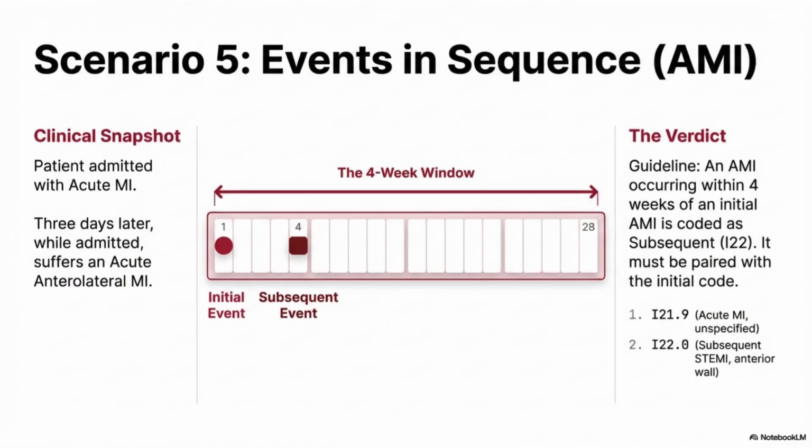Here we have a patient admitted with an acute myocardial infarction. 3 days later, still during the same admission, the patient suffers another MI, this time an anterolateral STEMI. The guideline is straightforward: any MI occurring within 4 weeks of an initial MI is coded as a subsequent MI. So we assign first I21.9 for the initial MI, followed by I22.0 for the subsequent anterolateral STEMI. These two codes must be paired together to show the sequence of events.